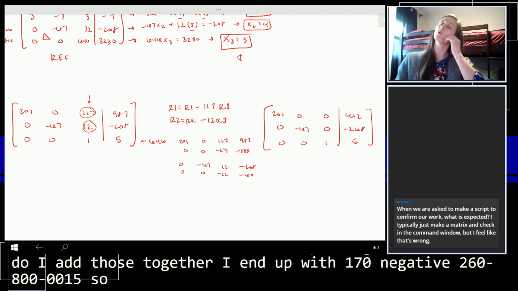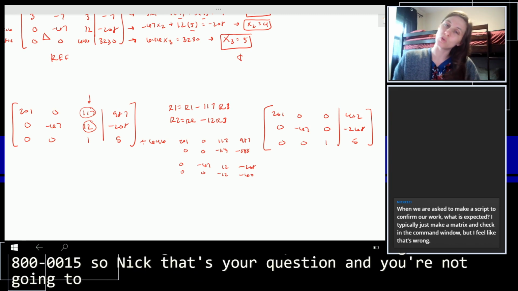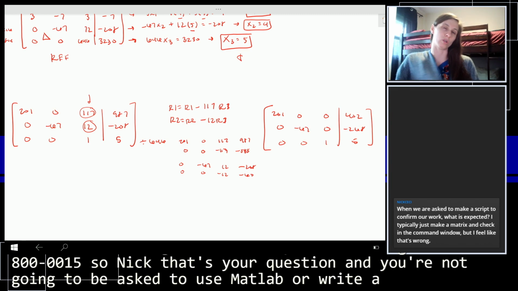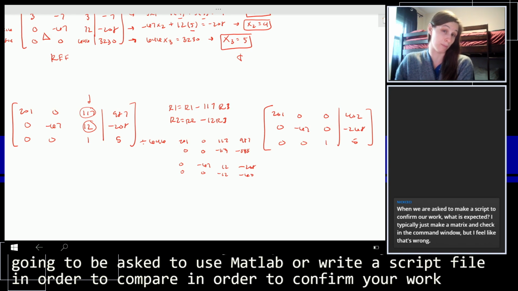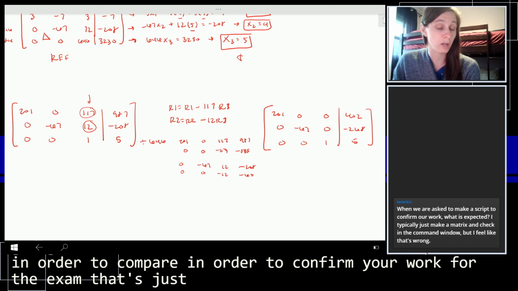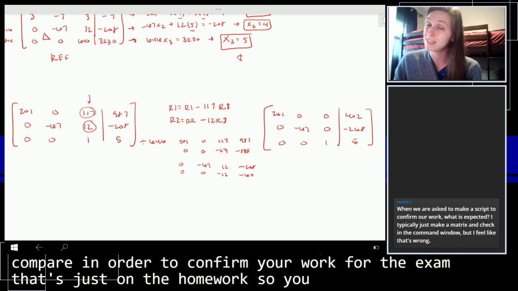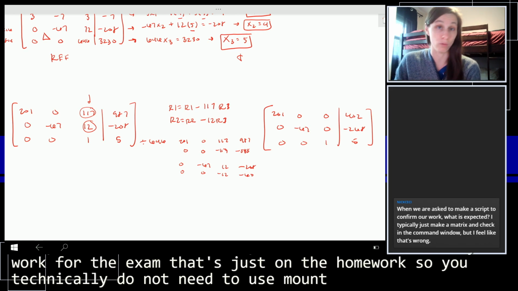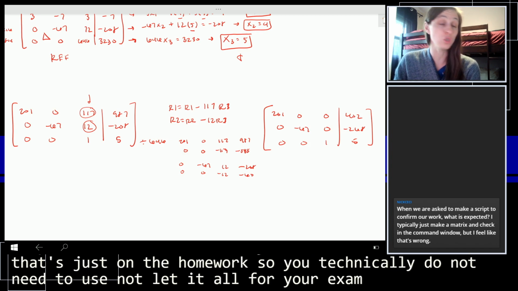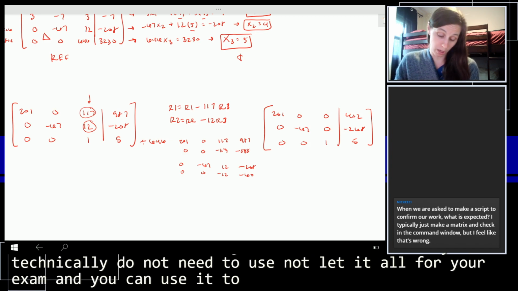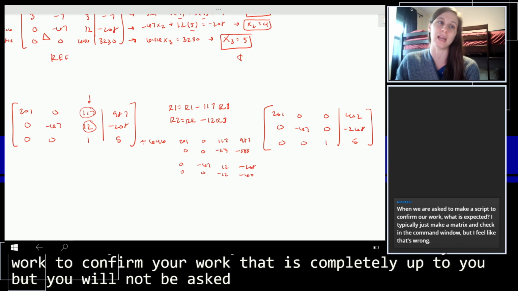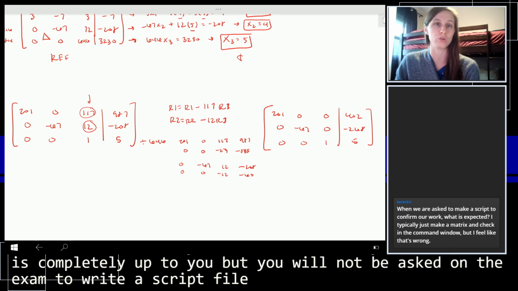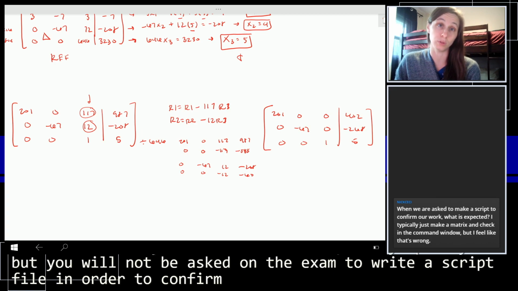So, Nick, that's a good question. You're not going to be asked to use MATLAB or write a script file in order to confirm your work for the exam. That's just on the homework. So you technically do not need to use MATLAB at all for your exam. You can use it to check your work, to confirm your work. That is completely up to you, but you will not be asked on the exam to write a script file in order to confirm your answers.